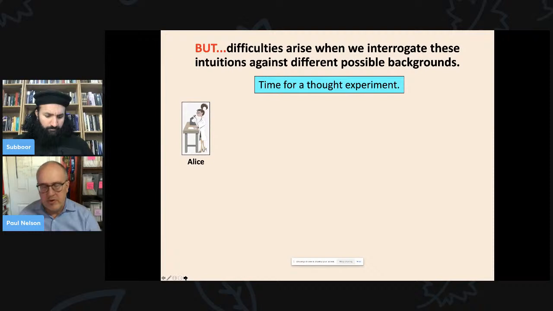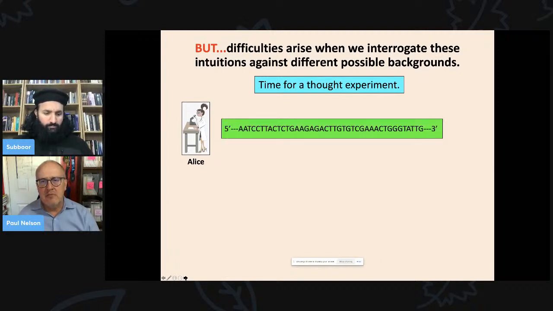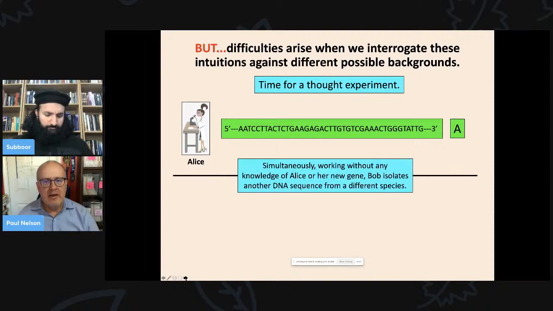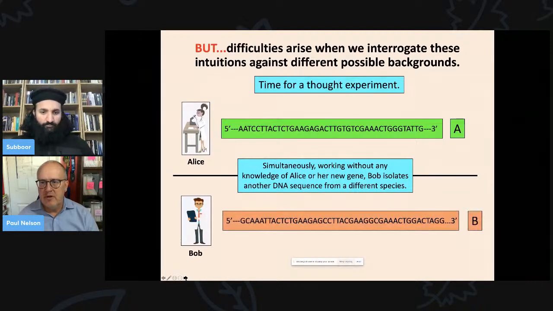So here's Alice, who is a molecular biologist. She's a geneticist. And Alice isolates and sequences a gene that looks like this, a DNA sequence, 5' to 3'. Here is the nucleotide base pair by base pair sequence. Let's call this gene A for Alice. This is Alice's gene. Simultaneously, but working without any knowledge of Alice or her new gene, Bob, here he is, he's another geneticist, isolates another DNA sequence from a different species. So there is Bob's gene, 5' to 3', base pair by base pair sequence. We'll call that gene B for Bob.